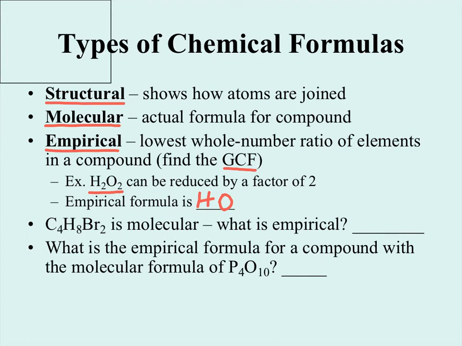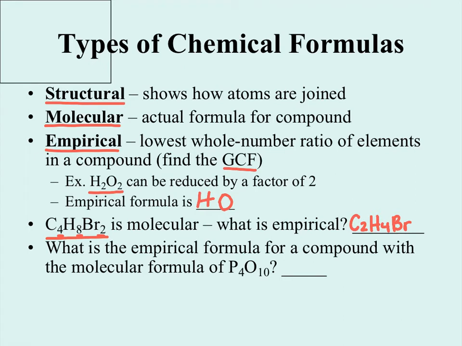This next example, C4H8Br2, which is a halide, back to the organic material, so that's the molecular formula. And therefore, we can easily calculate its empirical formula by finding the greatest common factor between all of the subscripts. So 4, 8, and 2 have 2 as the greatest common factor. So the empirical formula would be C2H4Br. We can't take it any lower than that because now the bromine has a subscript of 1, and that's as far as we can go.